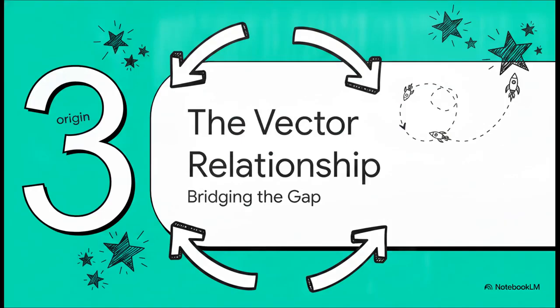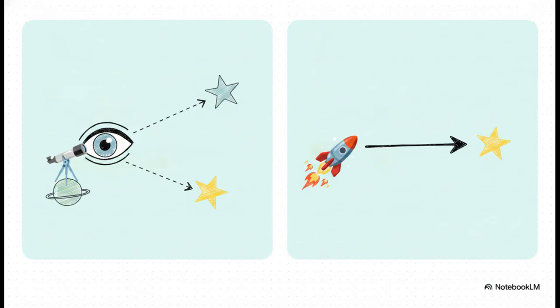Which leads us perfectly into part 3, the vector relationship and bridging the gap. See, we're juggling two separate perspectives now. First, there's the static view. Where are A and B relative to the origin? That's you standing on Earth looking through a telescope. Then there's the active view. How do you actually get to B from A? That's you in the pilot's seat making the journey.